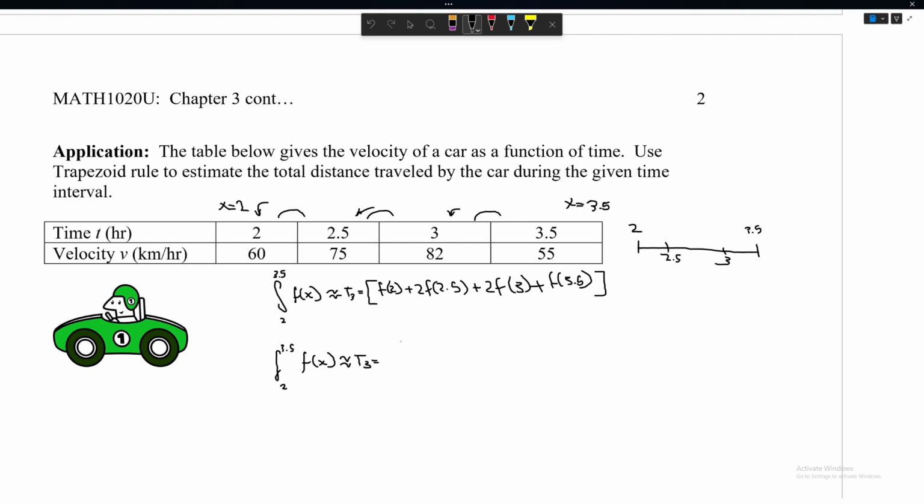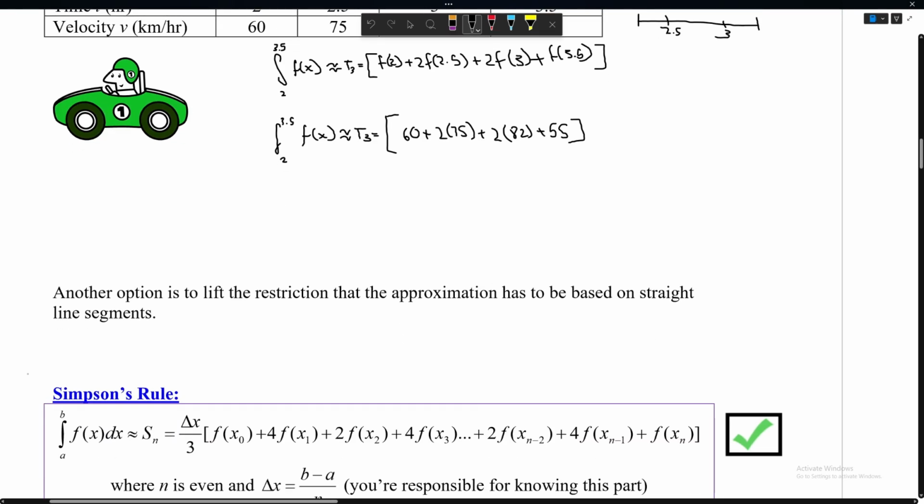Now, how do you approximate this? We do know my f at 2 is 60 plus my f at 2.5 is 75. So 2 times 75 plus 2 times 82 plus 2. Oh, well, we don't have a 2 for the last one. We just have 55. You plug this into your calculator and you approximate. And that's really about it.